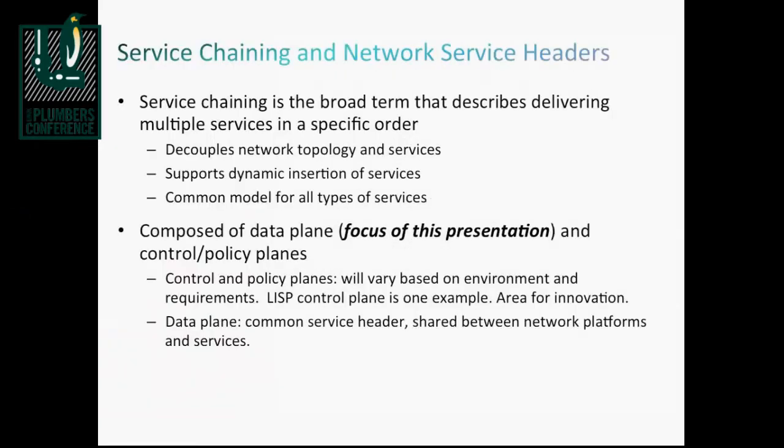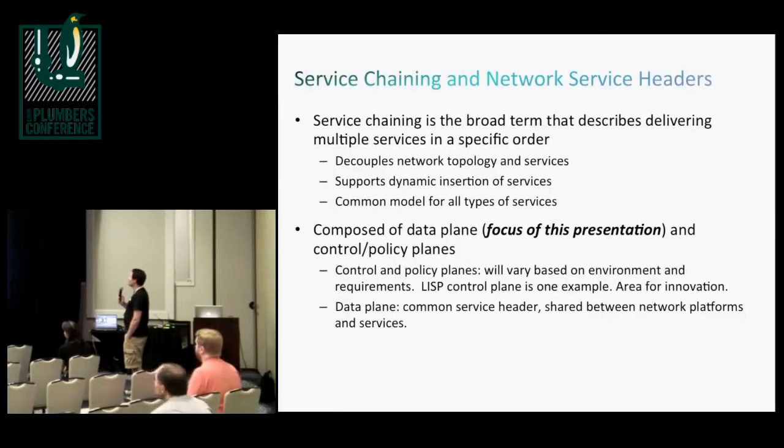So this is, I think I promised, the only somewhat marketing focused slide in the presentation, hopefully. Service chaining and network service headers. I think most people are familiar with service chaining. It's a broad term that describes delivering multiple services in a specific order, and this becomes even more interesting in the context of NFV, network function virtualization. So what does service chaining let you do? It lets you decouple the network topology and services. You can support dynamic insertion of services as things are running. There's a common model for all types of services. This is what we're hoping NSH helps to achieve.